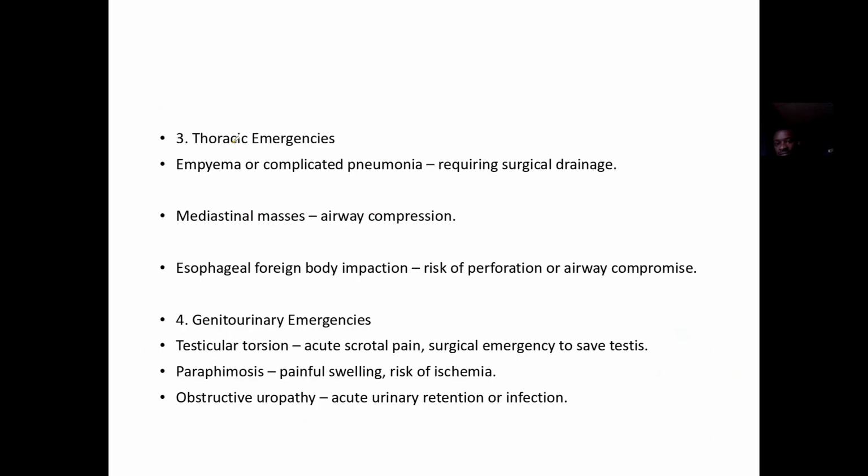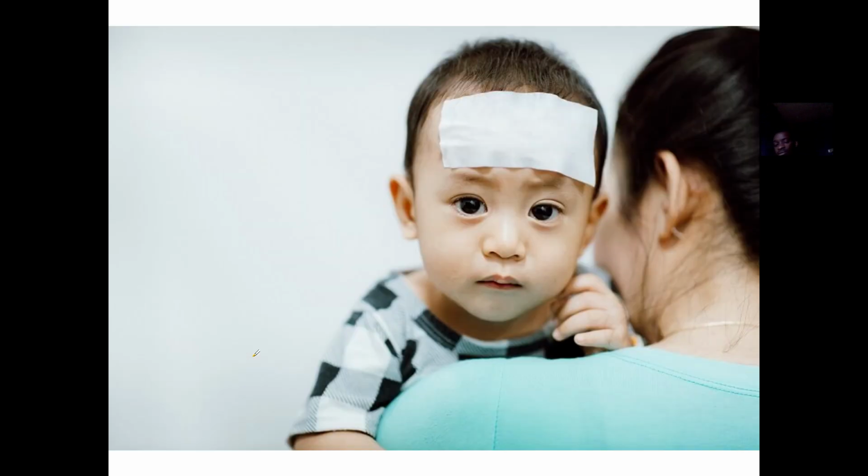Then thoracic emergencies, that's emergencies that have to do with the chest region. So things like empyema, complicated pneumonia, then mediastinal masses, that's tumor masses, then foreign body inhalation. The child could actually inhale a foreign body and all of that. They could also have genitourinary emergencies, things like testicular torsion, paraphimosis, and obstructive uropathy. That one could actually make them retain urine in their body.